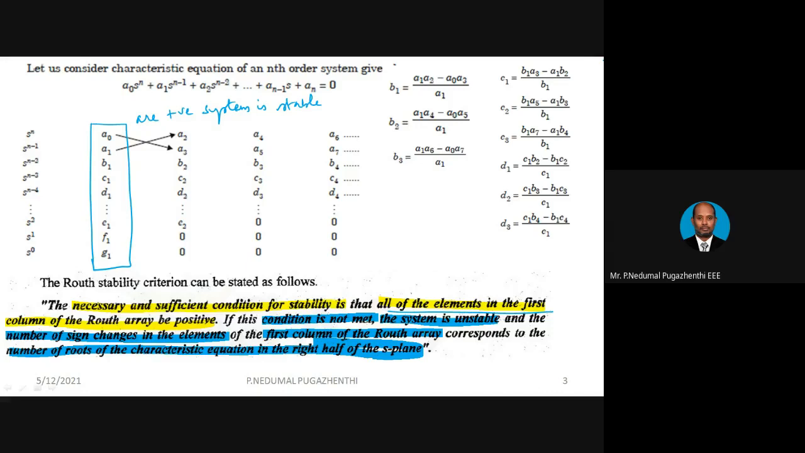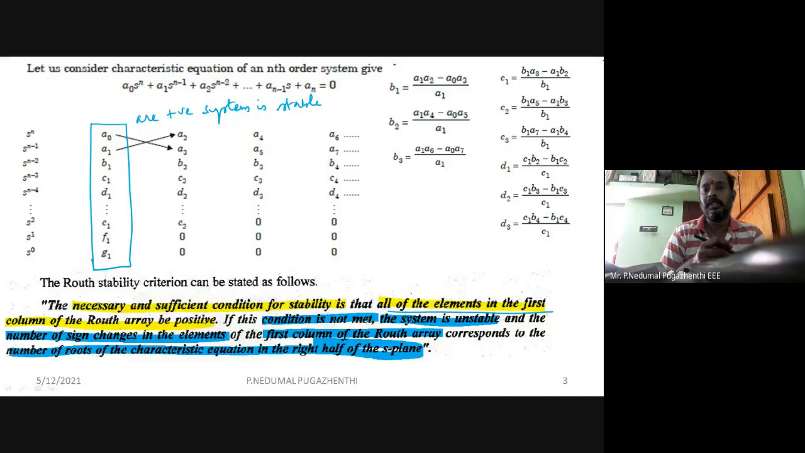Sir, yeah, all the elements in the first column of the Routh array should be positive, sir. Okay, fine. Why are people hesitating to answer? Very simple, no? It is there in the slide. You can just read the slide at least. Okay, thank you, Gani, for responding. Okay, right. So this is how you have to conclude.